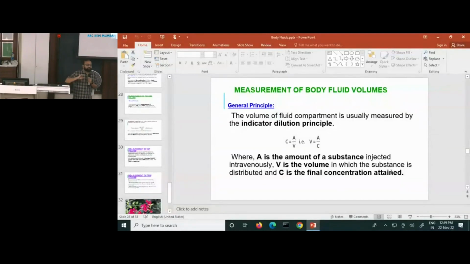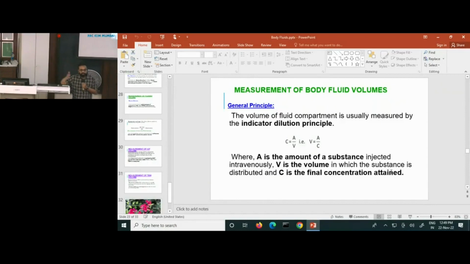Suppose this particular substance doesn't cross the blood vessel, so it remains inside the blood. Blood means plasma here. So if it is inside the plasma only, the volume of 100 liters is the volume of plasma. Suppose this particular substance doesn't infiltrate inside the cells, but outside the cell it is readily distributed. So this volume will be extracellular fluid, that means plasma plus interstitial fluid, right?